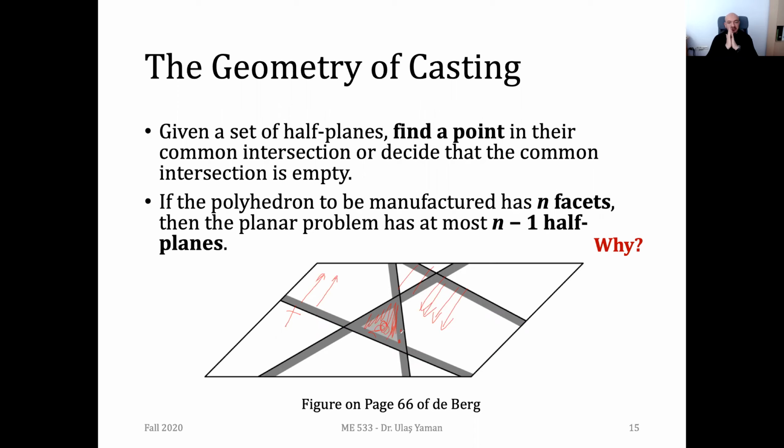There's a simple answer. Why do we have 1 less half planes than the number of facets?